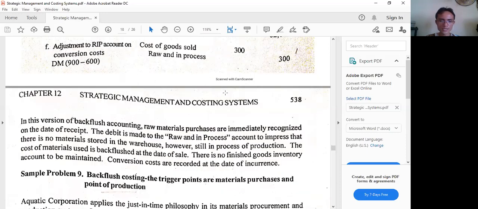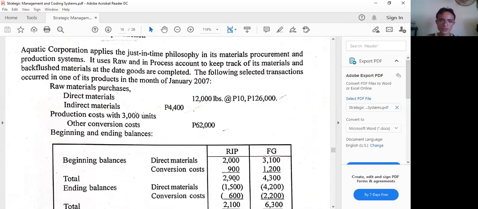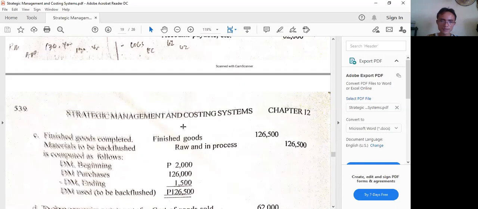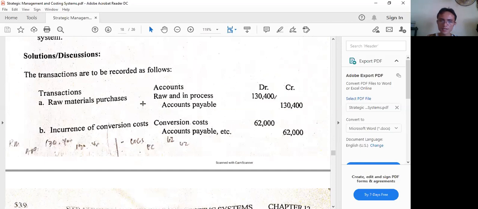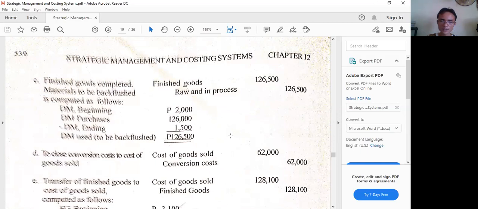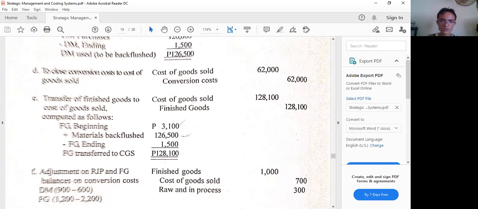Okay, so let's continue. What about if the trigger points are materials purchases and point of production? So we have here the example purchases and the production. So that's why in the completion of finished goods, there has to be a trigger point, but we can notice that the amounts are the same. Same as in the previous example, even the direct materials to be backflushed. And then we close the conversion cost and we transfer the finished goods to cost of goods sold also. So how is that done?